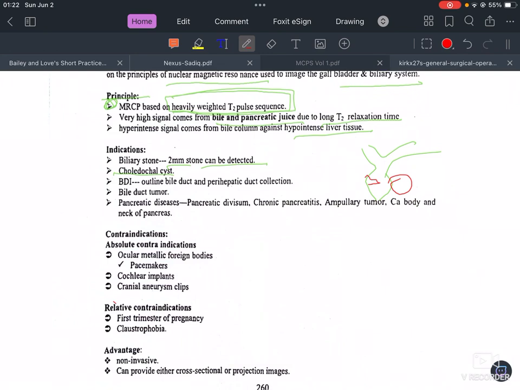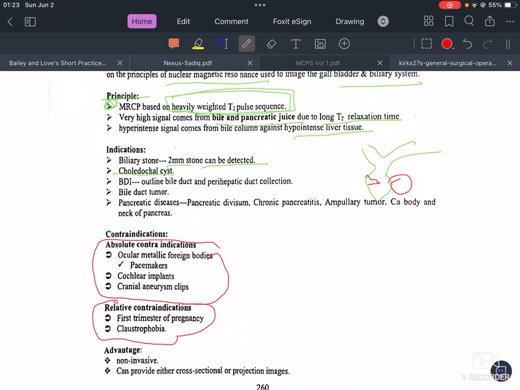And cranial aneurysmal clip: if the cranial aneurysmal clip is not titanium, it should be avoided, and it should be kept in mind. Okay, relative contraindication: first trimester pregnancy and claustrophobia. The previous one was absolute contraindication. Now these are the relative contraindications: first trimester pregnancy, claustrophobia.